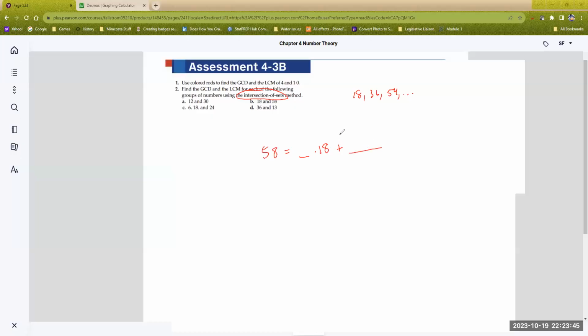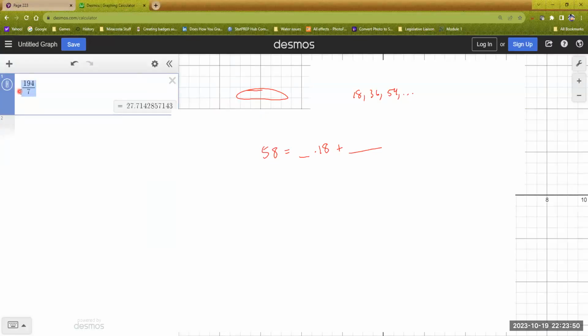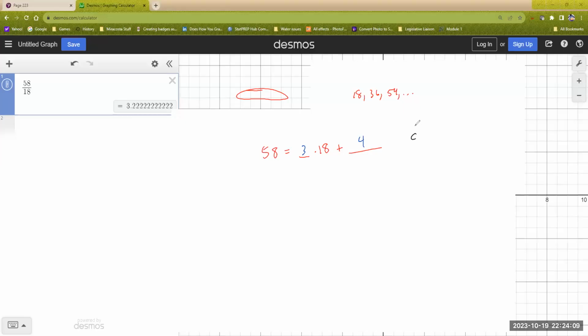You say, well, how many 18s would it be? Well, jump over to Desmos and say, let's take 58 and divide by 18. It says 3.222. Got it. So that is 3 of them. And 3 times 18 is 54. Guess what? There's a 4 left over. Now, could I continue with the Euclidean algorithm? Sure. But whatever my divisor is, it has to divide 4. And that same divisor has to divide 18. And that same divisor has to divide 58.